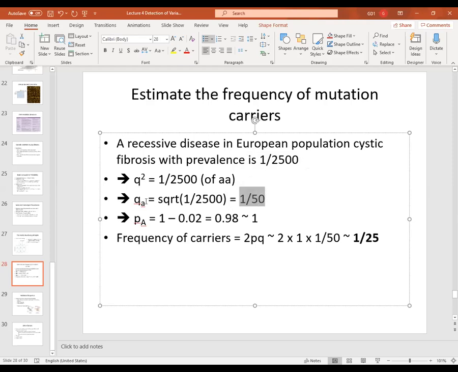So that gives the frequency of the mutation, and this is normal. The normal allele is simply 1 minus this one, which is very close to 1. And then the frequency of carriers is about 2 times this one and this one. So this number is quite interesting. That means in that village or this population, in every 25 people, there is 1 person who carries the mutation.